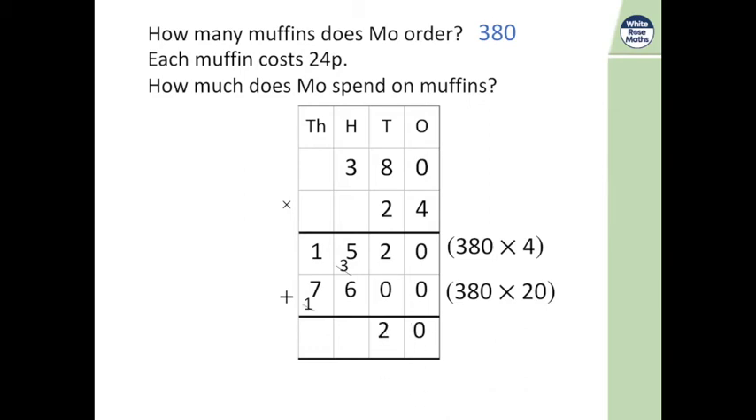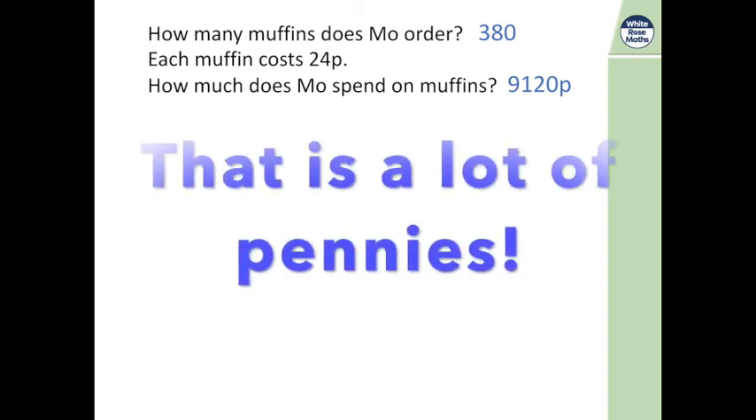Finally, add them all up together. 0 plus 0 is 0. 2 plus 0 is 2. 6 plus 5 is 11. We exchange 10 of those hundreds for 1 of those thousands. 1 down. 1 plus 7 is 8, plus 1 underneath is 9. Gives us our answer of 9,120 pence. Now, I don't know about you, but I don't really carry around 9,120 pence with me.